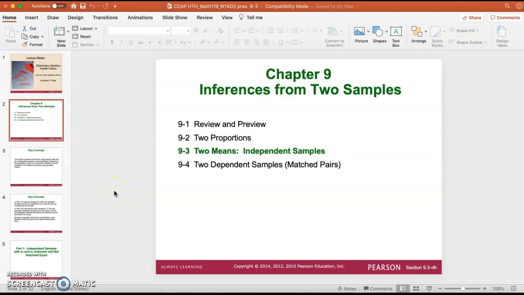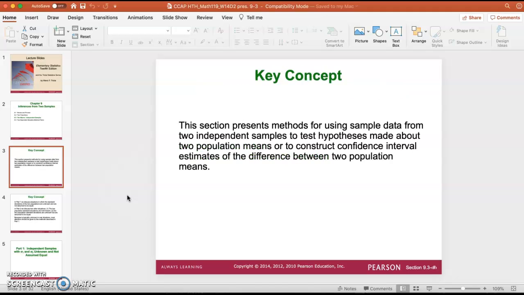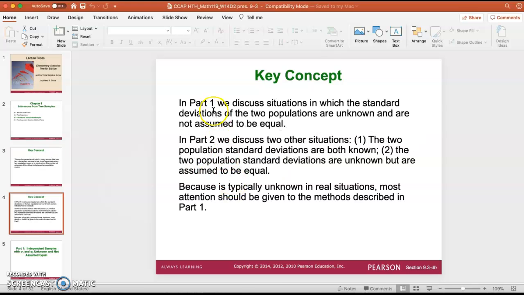Alright, hi there. So we're going to look at section 9-3, which again is a chapter for inferences from two samples. In this section, we'll look at two means, primarily from independent samples. A key concept in this section is to represent methods for using sample data from two independent samples to test hypotheses made about two population means or to construct confidence interval estimates of the difference between the two population means.